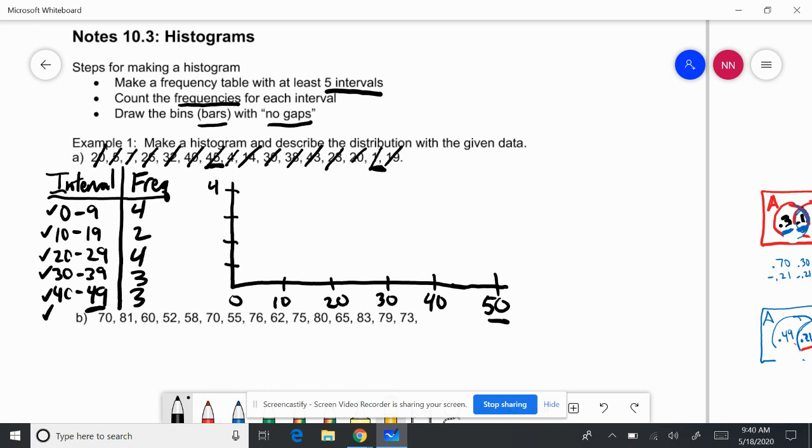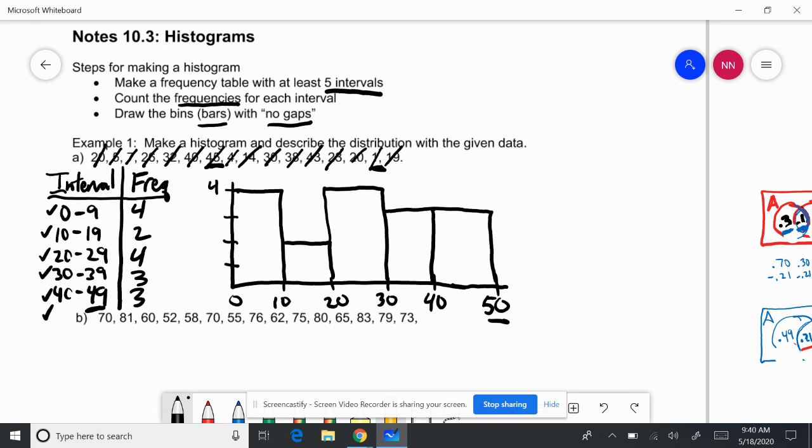And now I'm going to draw bins or bars. So my first one is 4. My next one is 2. My next one is 4. And my last 2 are 3. And that right there is my histogram.